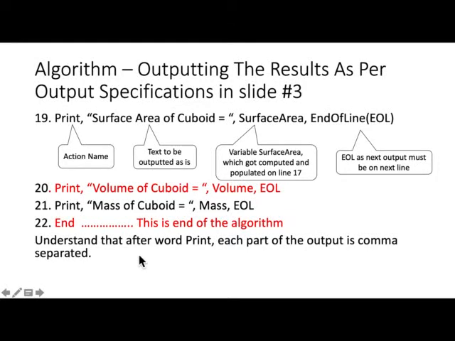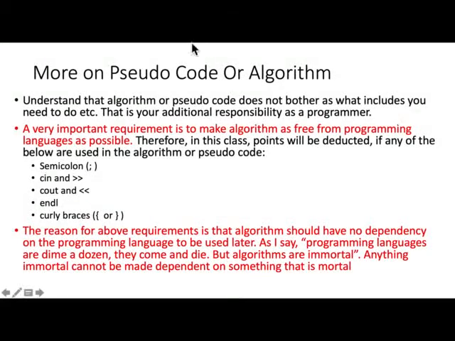Understand that after the word print, each part of the output is comma separated. Comma, comma, comma, comma, UL, okay? You'll get used to this after some practice. More on pseudocode algorithm. Understand that algorithm pseudocode does not bother about what includes you need to do.